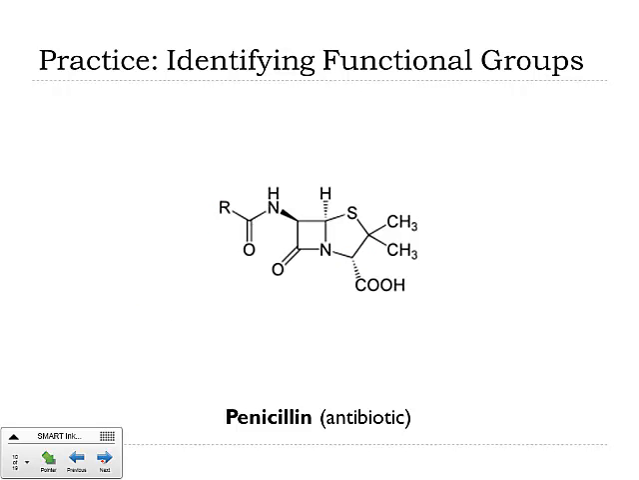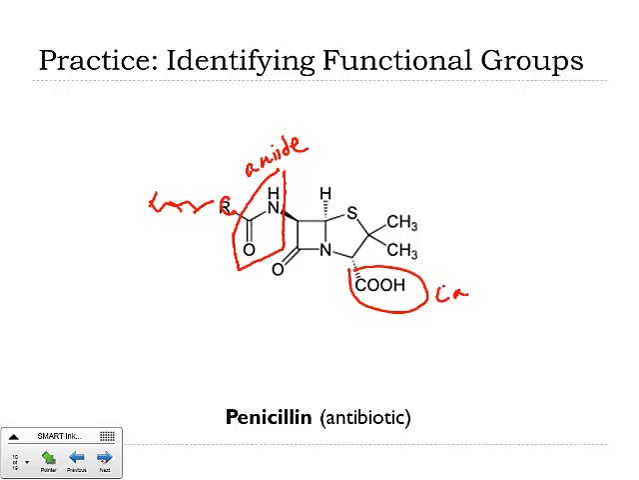What about this one? This is the antibiotic penicillin. And if I look at penicillin, I see R. R actually means that it's C and then something else, right? Going however long. So this is an amide. Over here, I've got a carboxylic acid. And over here, it's not quite a CONH2 because I'm missing my ends. So this guy right here is a ketone.